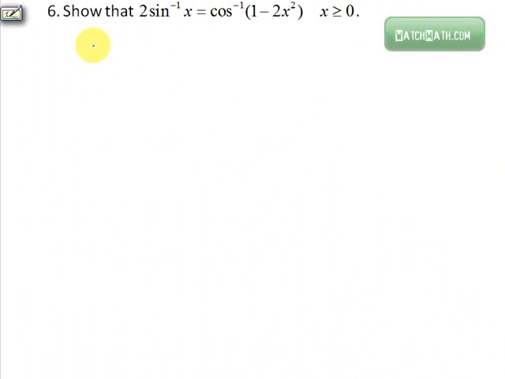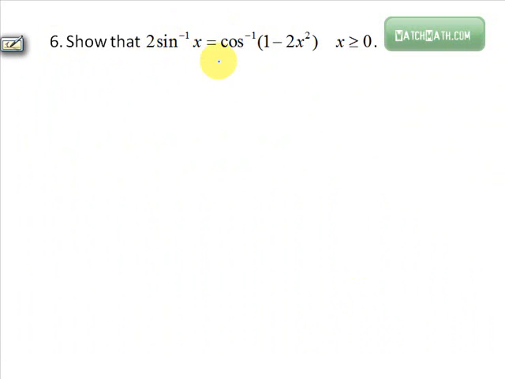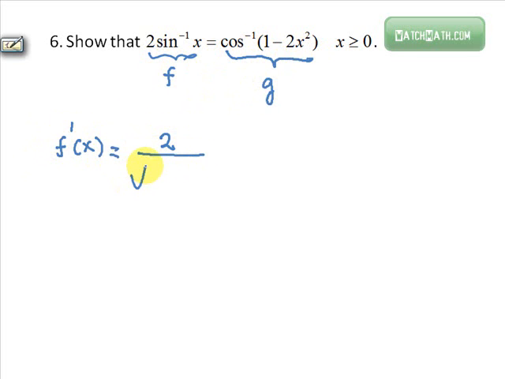Last problem. We want to show that we have the following identity for x greater or equal to 0. Let us call this f and this one g. If we take the derivative of f, we have 2 over square root of 1 minus x squared.